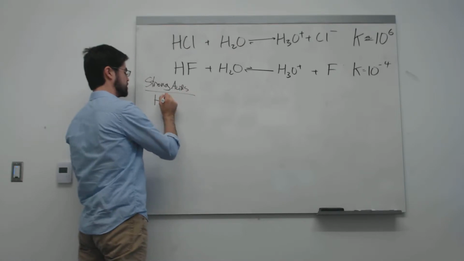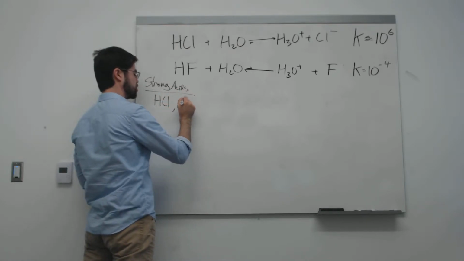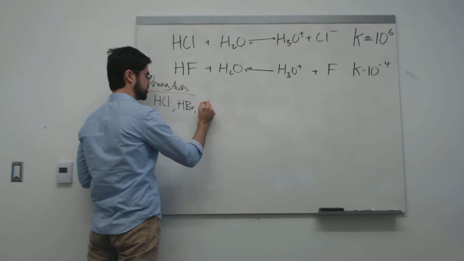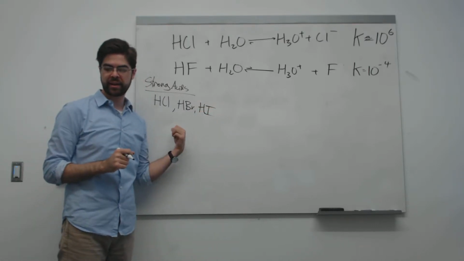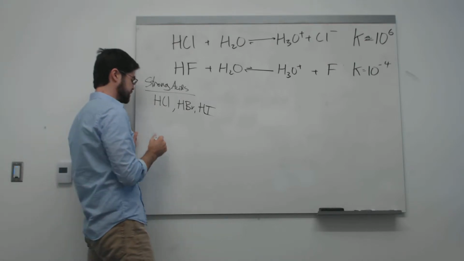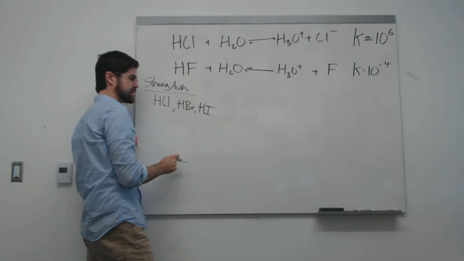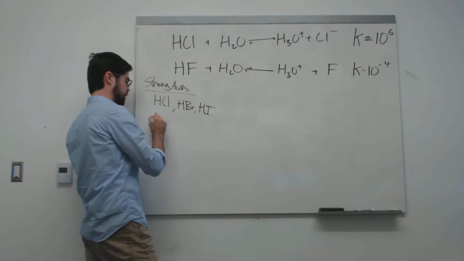are going to be HCl, HBr, HI. Three of the hydrogen halide acids are going to be strong acids. HF is a weak acid. That's the one exception there.